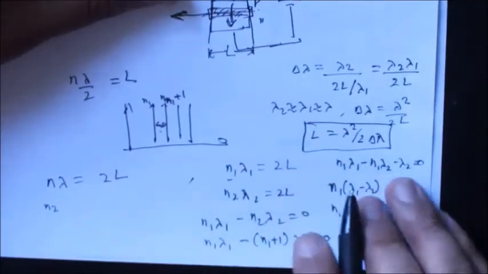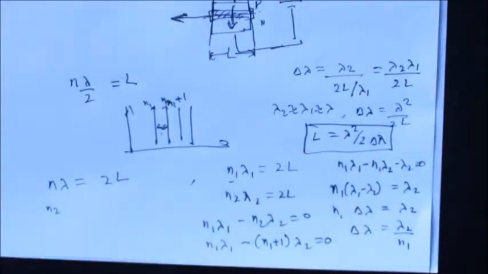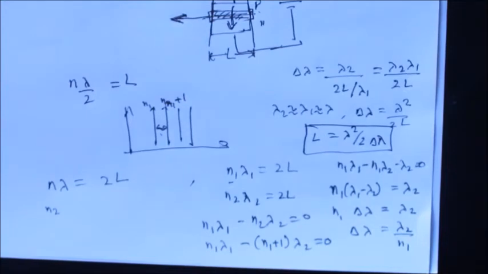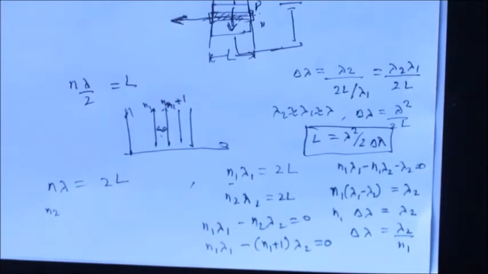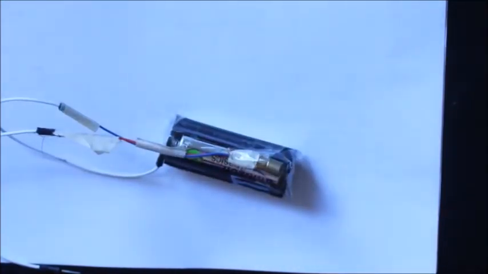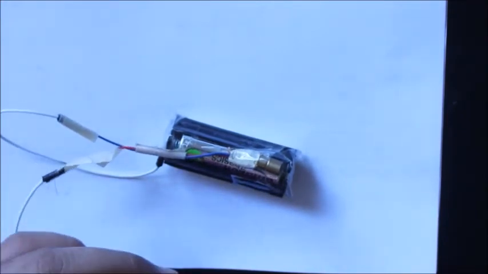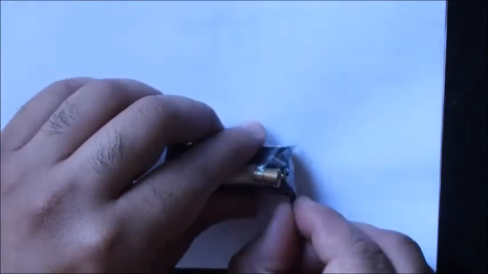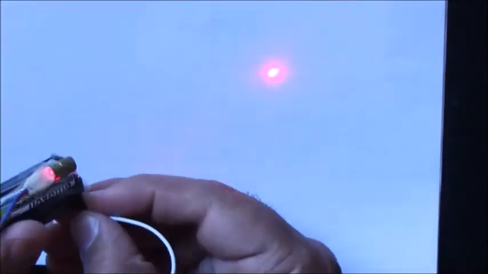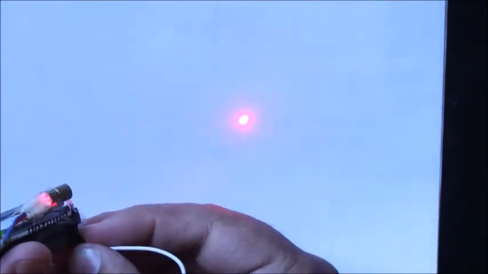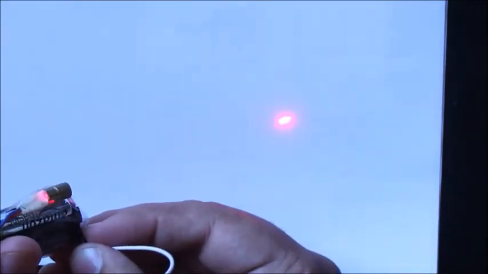We will use this equation now to find out what is the cavity size of a semiconductor diode laser. I will be using a red diode laser, which I will show you shortly. I will also show you the technique I use. I have this red laser pointer here. I have glued some cell around it, some cheap batteries, and you can see that I can turn it on. You can see it on the paper, and this is giving me the red light.